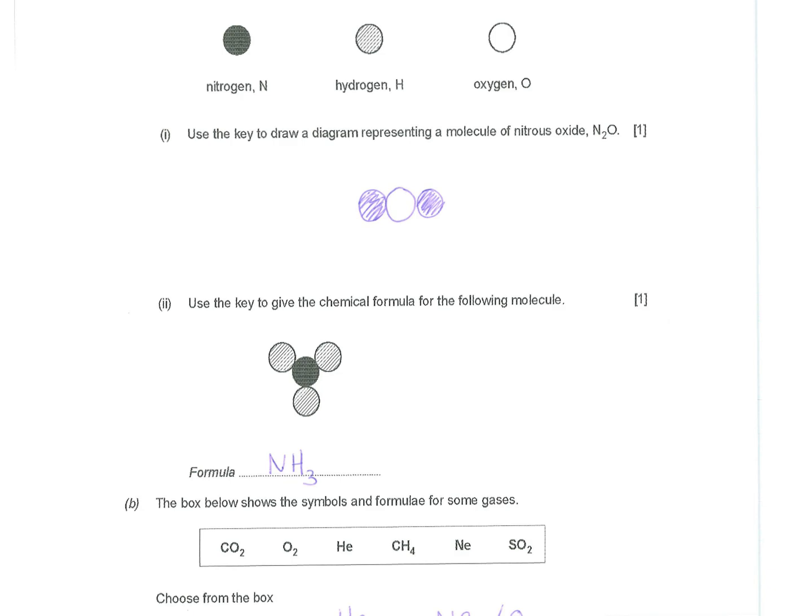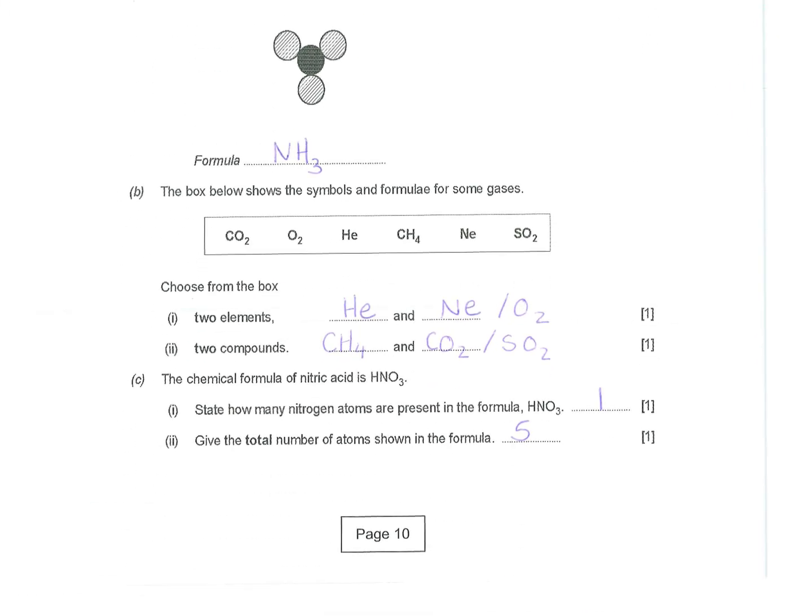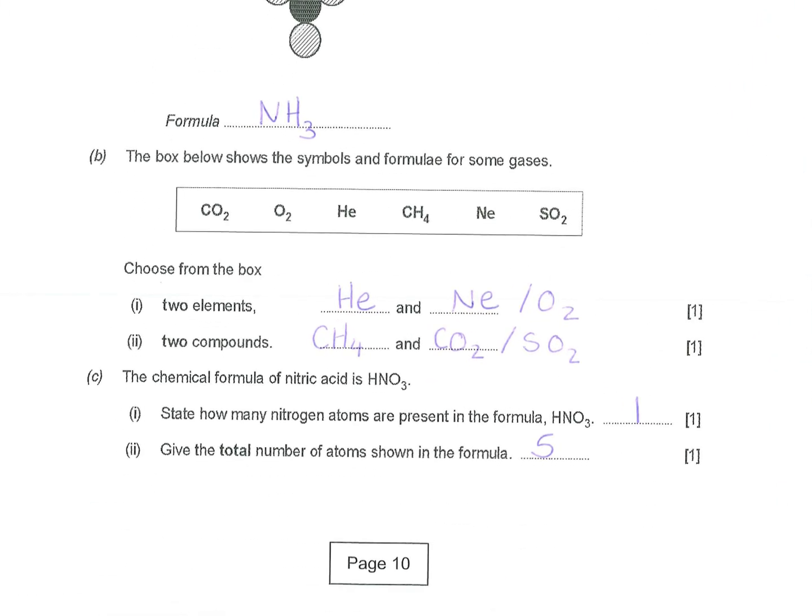And then quite a similar question to what we've just done, when they've given you gases. So the elements are the ones on their own. So you've got oxygen on it, so it's just oxygen. Compounds then, anything with 2 different combined. How many nitrogen atoms are in the formula? 1. Total number again, something we've just looked at. This would be 1, 1, 3.